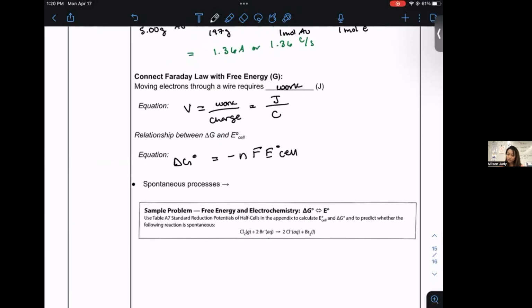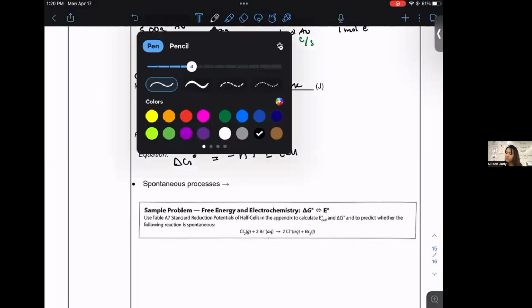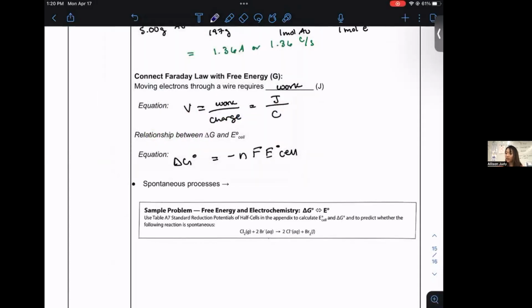Wait, joules over coulombs? Joules over coulomb. So is it just volts? Volts is joules over coulomb. Yeah, that's all we're saying.